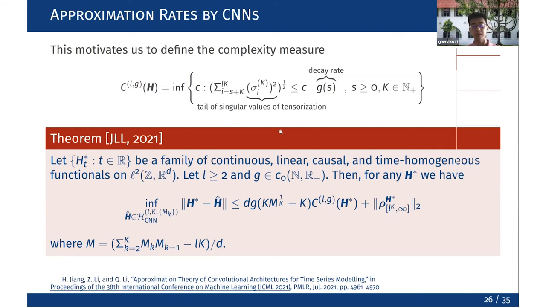So this theorem basically says that I can define a family of functionals whose tensorized singular value decomposition has very fast decay. Now, if it has this fast decay, then I can give you an approximation rate in terms of the decay of those singular values. This is what it's saying basically. And of course, you have an error term in terms of the tail that vanishes exponentially as your number of layers increases. I'm happy to explain more if you have detailed questions about this, but that's basically the takeaway.